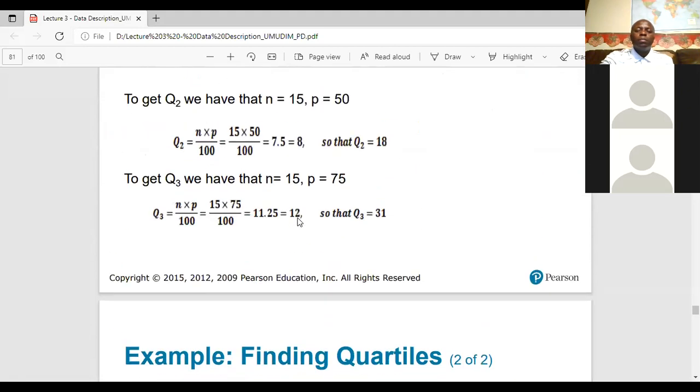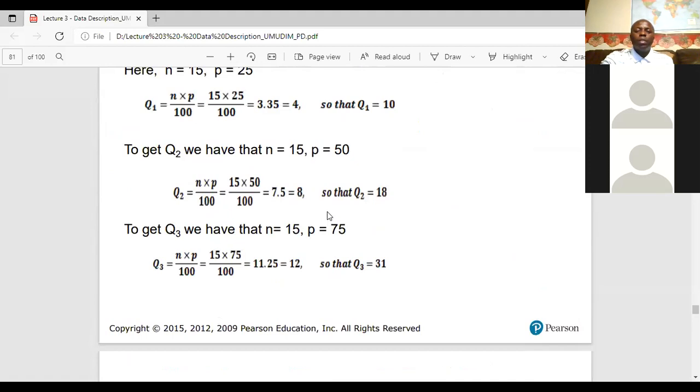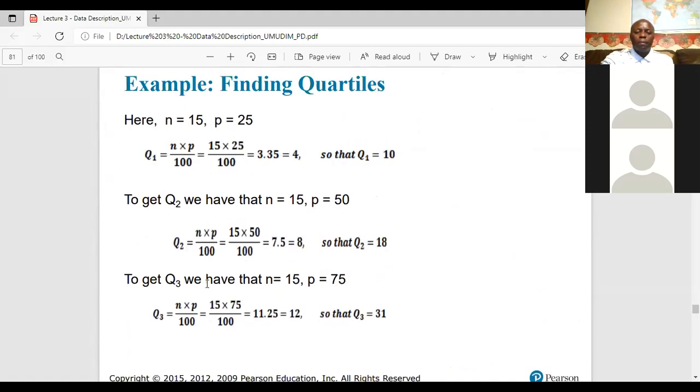Now, that answers part 2. Part 3 is Q3. In this case, N is still 15, but this time P is 75. Then you plug it in. 15 times 75 divided by 100 gives you 11.25.